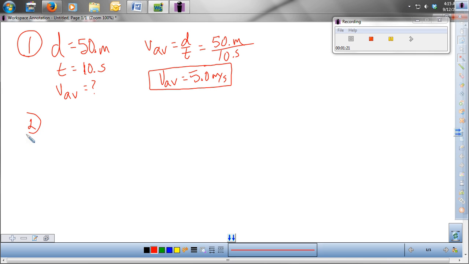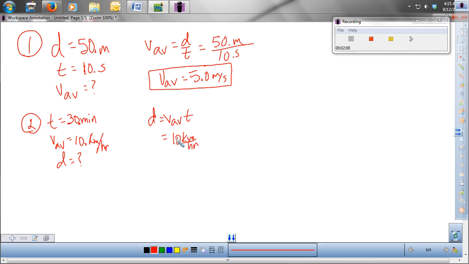Okay. Number 2 says a cyclist travels for 30 minutes, so time is 30 minutes. And again, I'm going to put a decimal there so that I have 2 significant digits. My average speed is 10 kilometers an hour, decimal. And they want to know how far does a cyclist travel. Well, I know that D is equal to average speed times time. Average speed was 10 kilometers per hour.